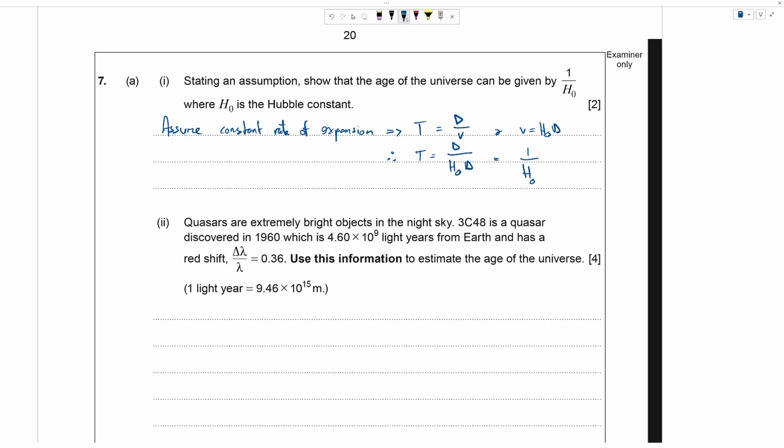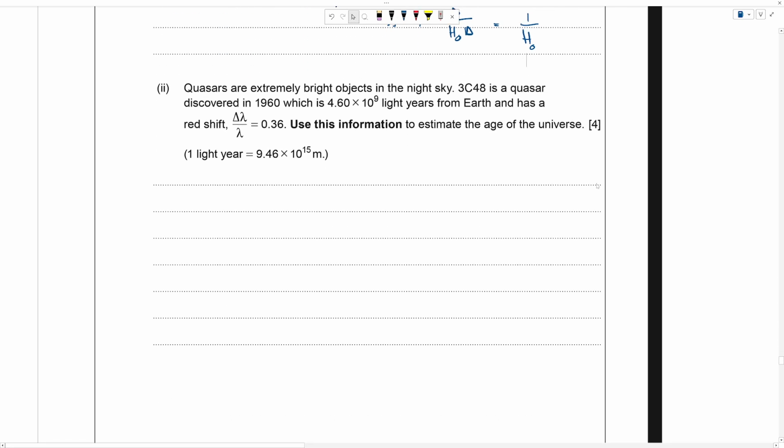Part 2, quasars are extremely bright objects in the night sky. Here is a quasar discovered in 1960, which is really quite far from Earth and has this high redshift. Use this information to estimate the age of the universe, so specifically use this information in bold. And we're told what a light year is, because note these units, this is in light years.